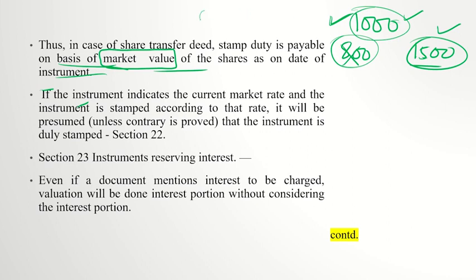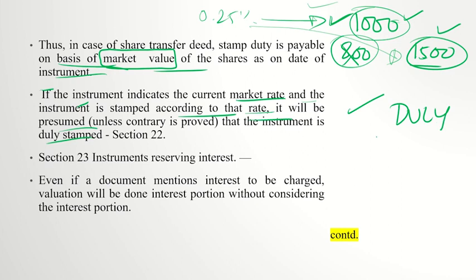So let us say it is 0.25%. For 0.25% into 1000 I am going to pay. No, you must pay 0.25% into 1500 because that is the market value of the securities. So if the instrument indicates the current market value rate and the instrument is stamped according to that rate, it will be presumed that the instrument is duly stamped. So this is very, very important. Duly stamped means properly stamped as per the Indian Stamp Act.